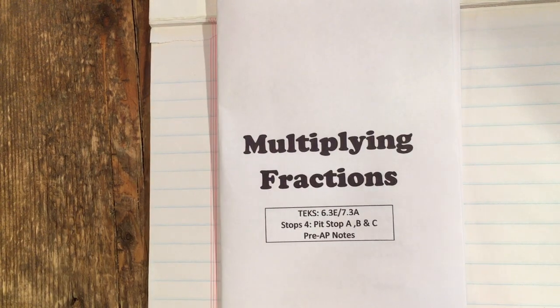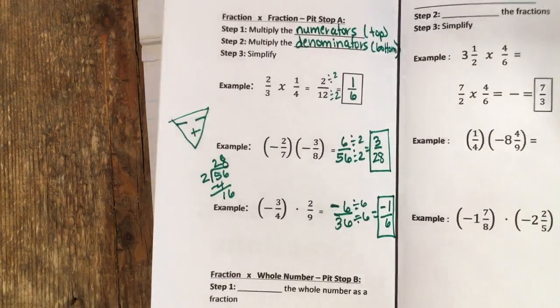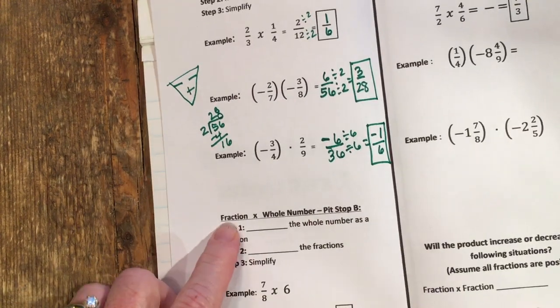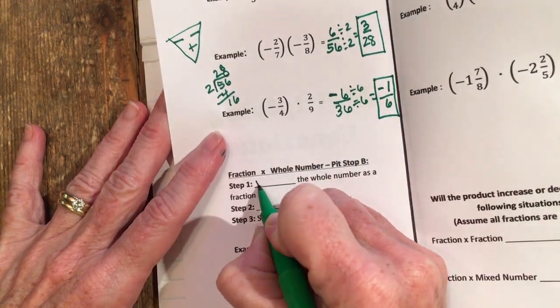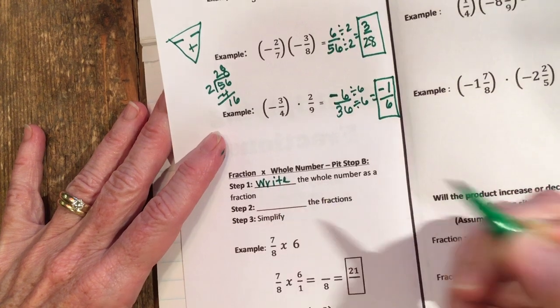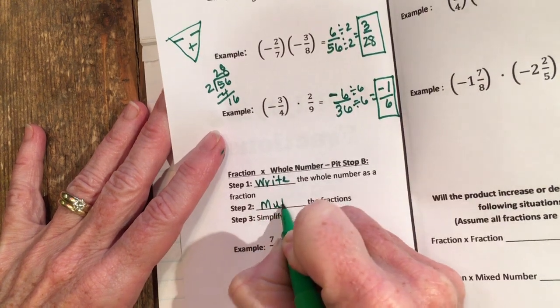Hi again, we're still multiplying fractions. This time we're going to look at what you do when you multiply a fraction times a whole number. The first thing you want to do is write the whole number as a fraction, and then you're going to multiply, just like we did before.